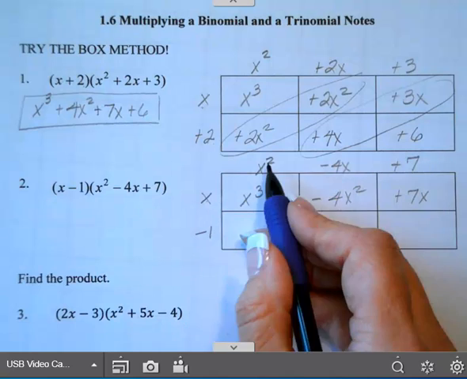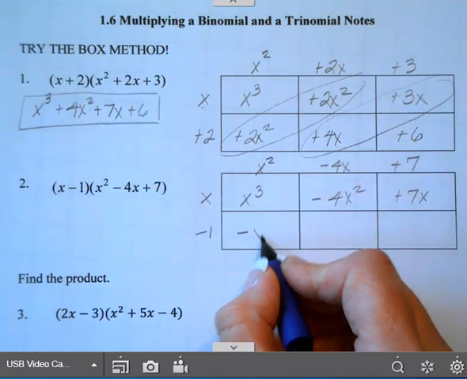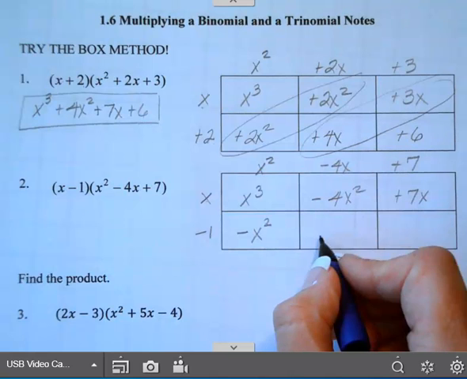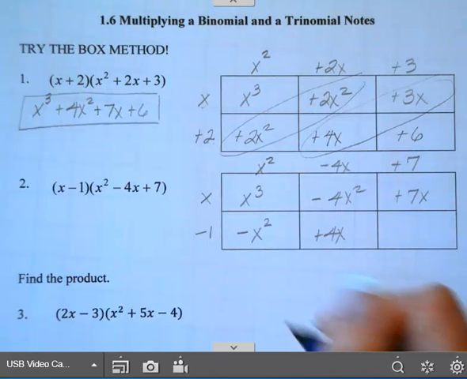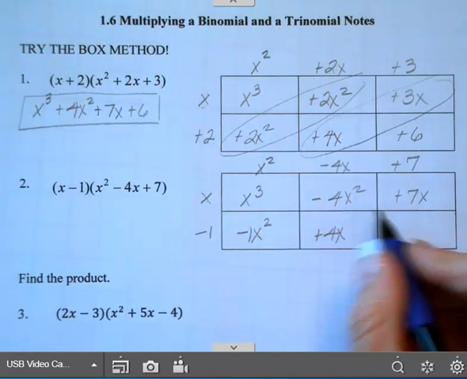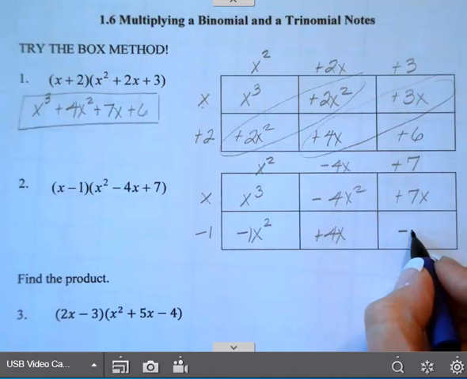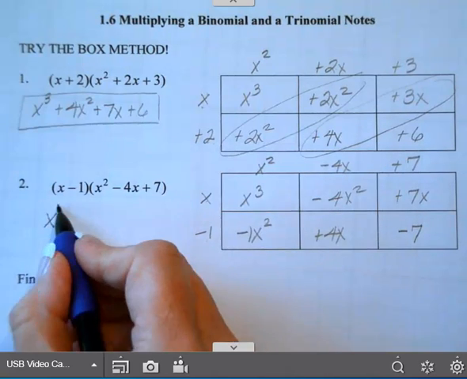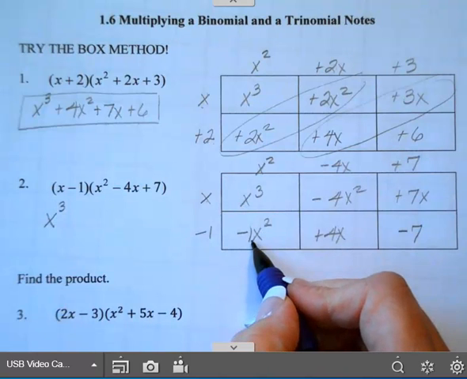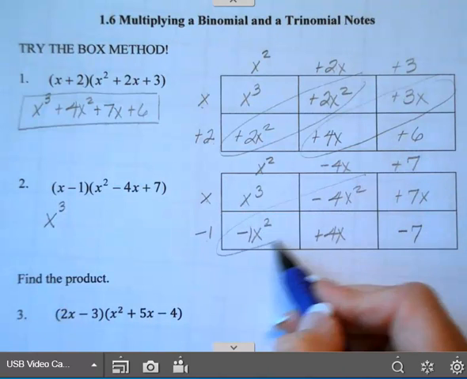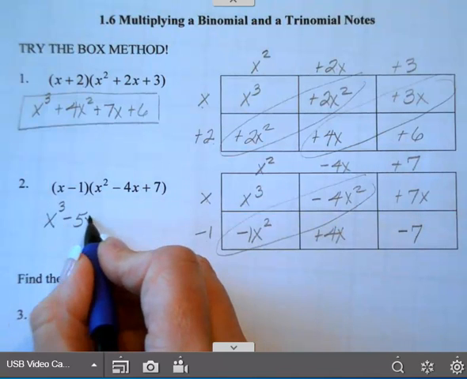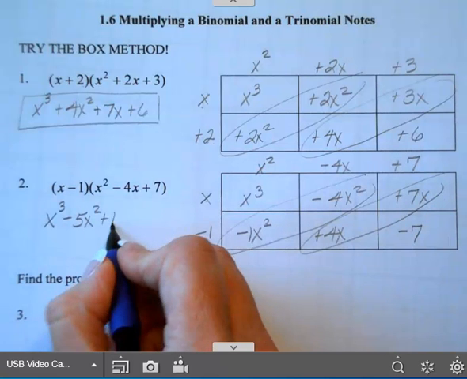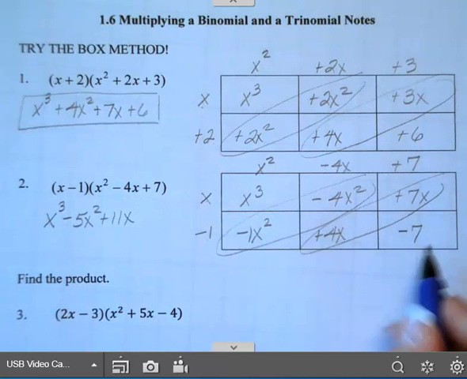My next row, negative 1 times x squared is just negative x squared. Negative 1 times negative 4x is plus 4x. If you want to put the 1 on that one, you can. Negative 1 times 7 is negative 7. Combining my like terms, I have x cubed. Negative 1x squared and negative 4x squared, when I combine those, I get negative 5x squared. 4x and 7x give me plus 11x. And minus 7.